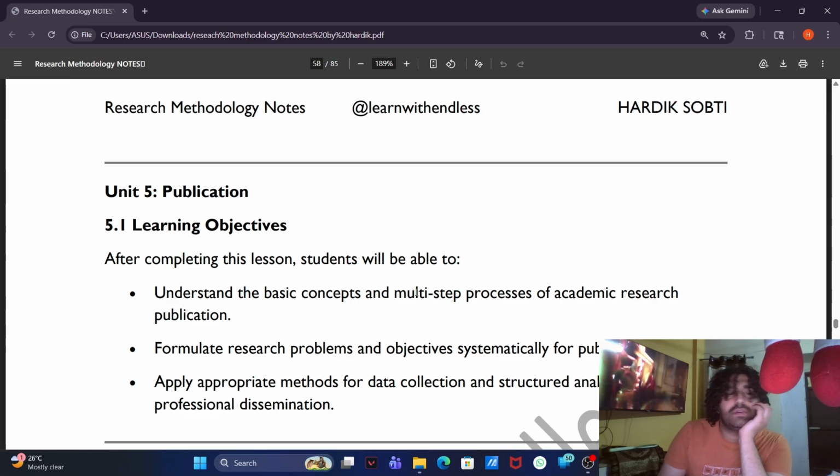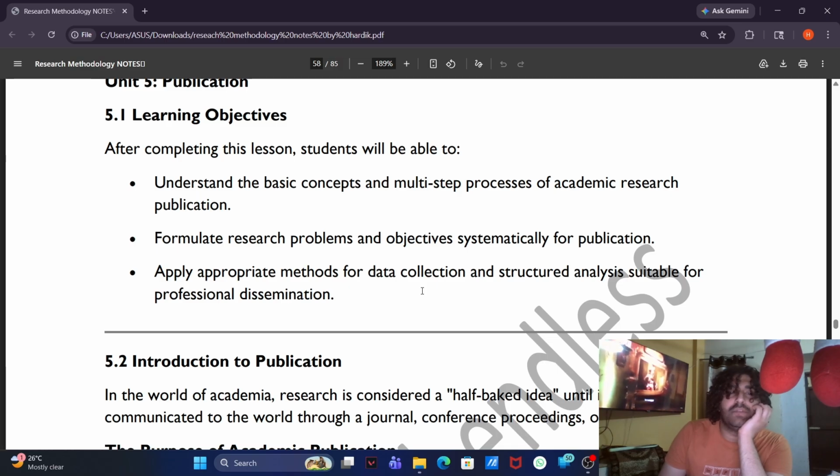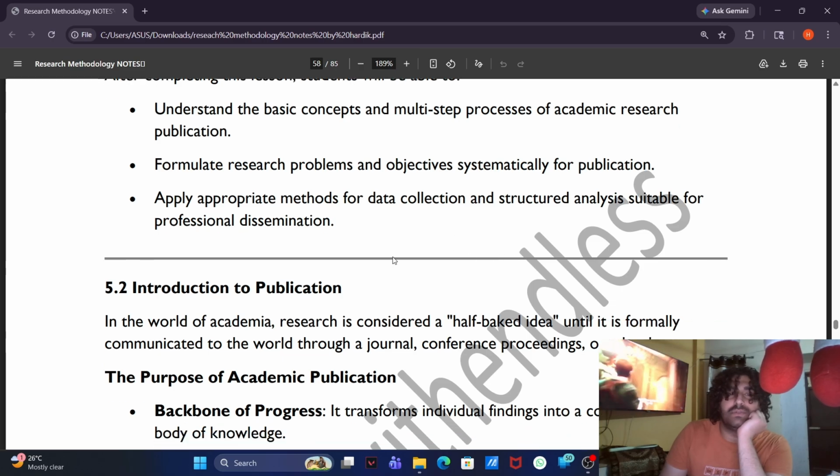Unit 5, Publication. Learning objective. After completing this lesson, students will be able to understand the basic concepts and multi-step process of academic research publication, formulate research problems objectively and systematically for publication, and apply appropriate methods for data collection, structure, and analysis suitable for their professional discipline.